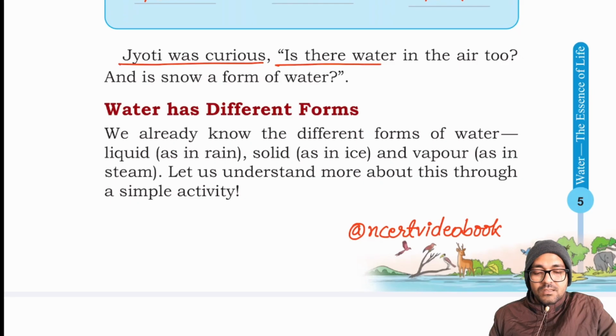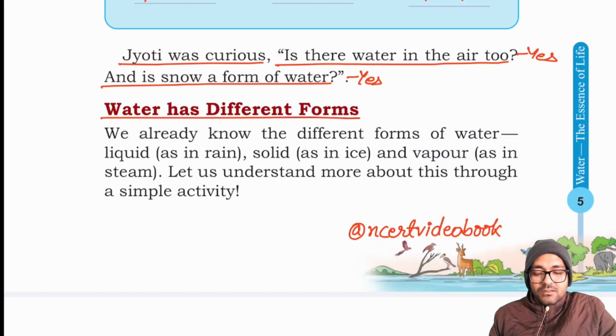Jyoti was curious. Is there water in the air too? And is snow a form of water? The answer is yes. When water evaporates or boils, it forms water vapor. This is present in air in the form of fog, steam, water vapor, etc. And snow is the solid form of water. When water freezes, it becomes ice or snow. Water has different forms. We already know the different forms of water: liquid as in rain, solid as in ice, and vapor as in steam.